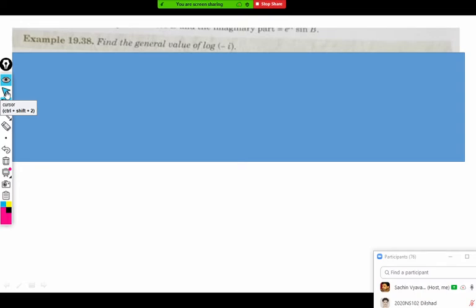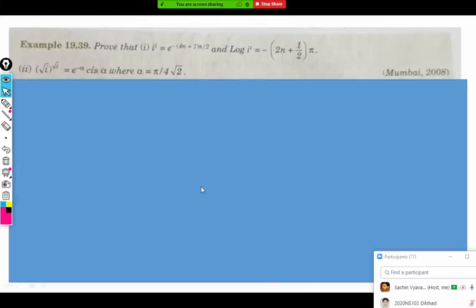Some questions look very difficult, but they are very simple actually. You should just know how to convert Cartesian to polar. So here is the next question. Let me focus on the first bit only. The first bit is: show that i raised to i is equal to e raised to minus (4n plus 1) into pi by 2.